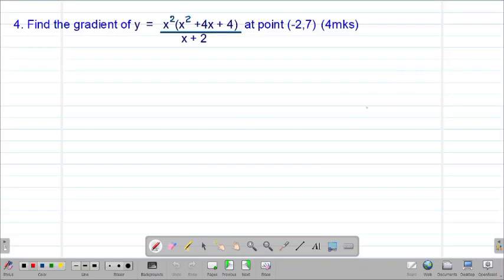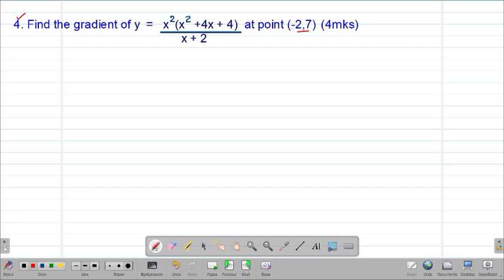Welcome to today's class. It's our second lesson on a given Form 4 mathematics topic called differentiation. So we are looking at our fourth example, which reads: find the gradient of y equals x squared into x squared plus 4x plus 4, divided by x plus 2, at the point (-2, 7).